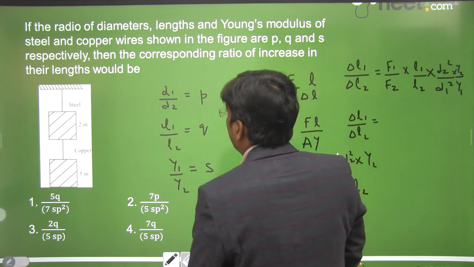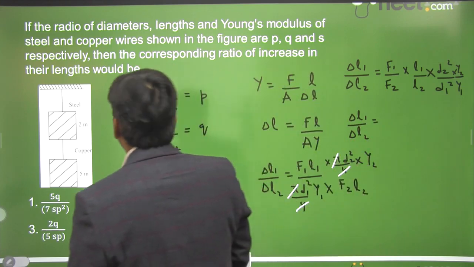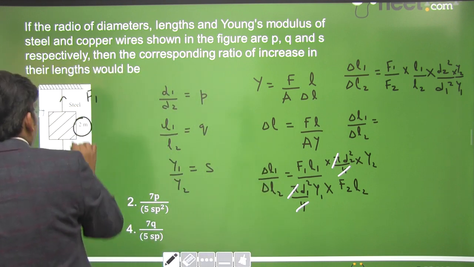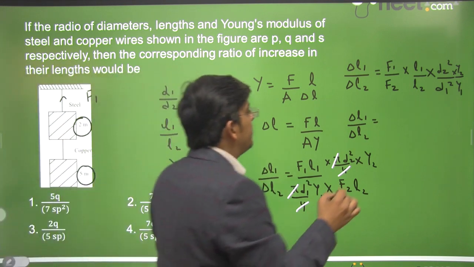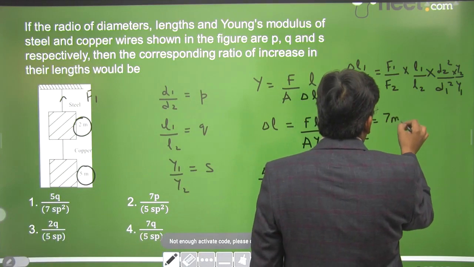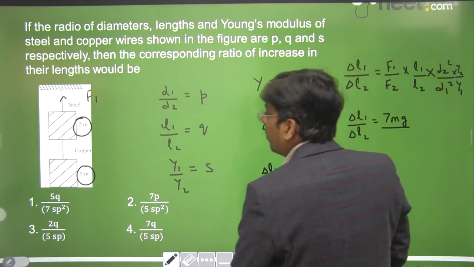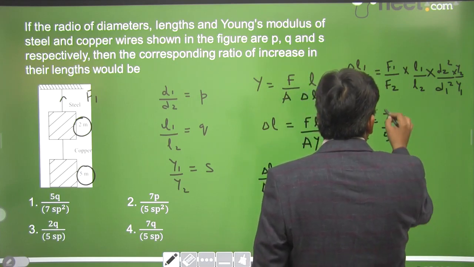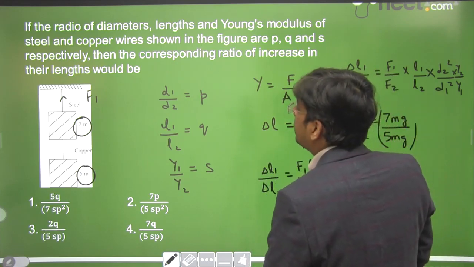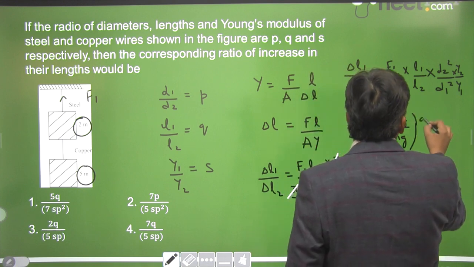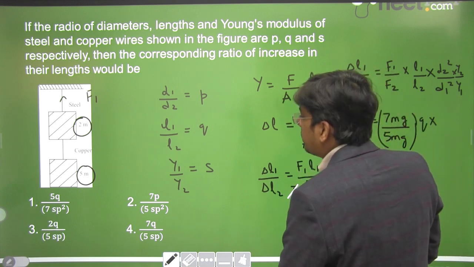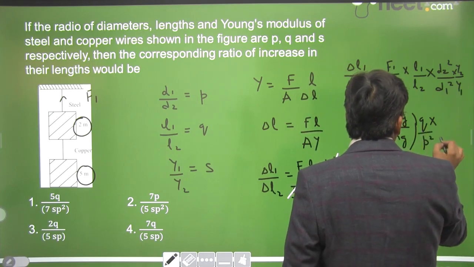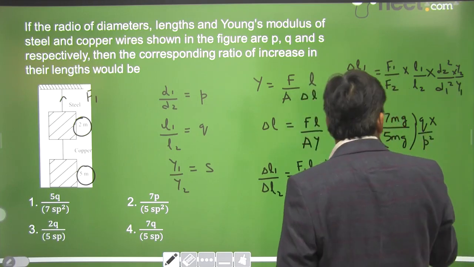F1 is the force or the tension in the steel wire. So tension in the steel wire is going to be 2m plus 5m, that is 7 mg, right? And tension in the copper wire is going to be 5 mg, right? The ratio of the length is Q, okay? Ratio of the diameters is P. So d1 square by d2 square becomes P square. Ratio of the Young's modulus is S.